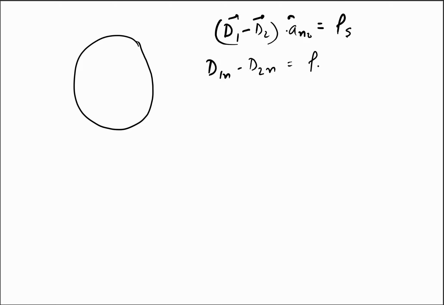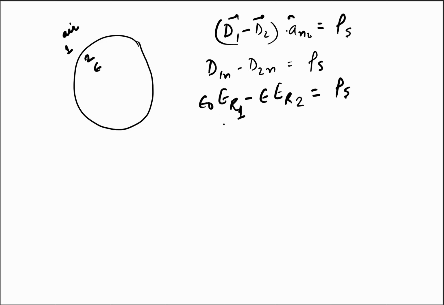Now as we know that (D1 minus D2) dot a_n is equal to the surface charge density. This is the boundary condition, or D1n minus D2n is equal to rho s. So let us say this is surface 2, this is surface 1, this is air, and this is of course the spherical volume with epsilon. So epsilon naught E_r in medium 1 or air minus epsilon E_r in medium 2 is equal to rho s.